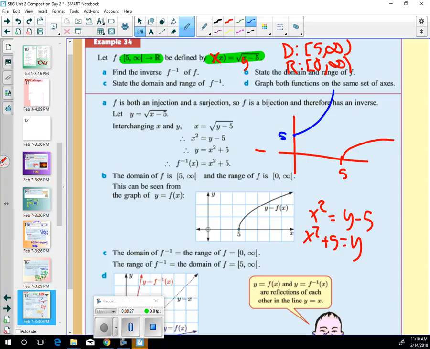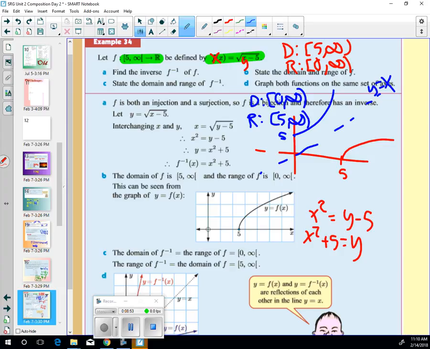Now, how could you also predict that? It's a real simple way. Look at it. Yeah, it's symmetrical with y equal x. Beautiful. But there's another way, too, that's really quite easy. So the domain is going to be 0 to infinity, right? And then the range is going to be 5 to infinity.